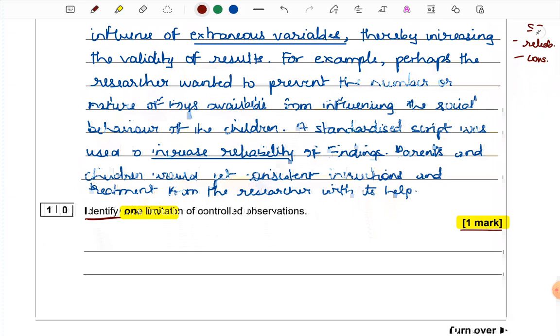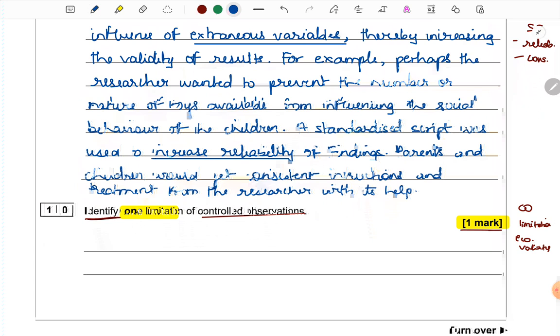What we have to do is just see that they've asked for controlled observation and think in general what is one limitation. We know that controlled observations are done in artificial settings. They are not done in naturalistic settings. In fact, they are the converse of naturalistic observation. So, the very weakness is what is a strength in naturalistic observation: ecological validity. So, this is the only thing we have to name as the limitation.